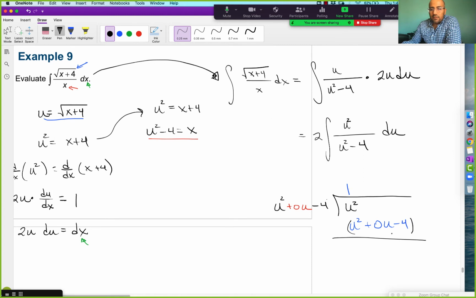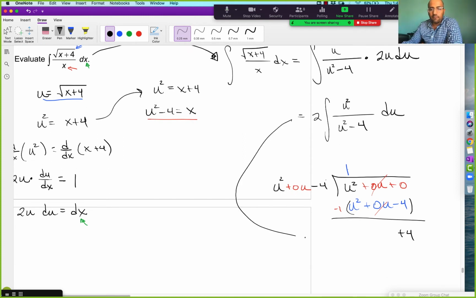And then remember, I'd like to distribute a negative 1 and add down. Negative 1, add down, and these are all plus 0. Plus 0u, plus 0. Good. So distributing a negative 1, that's just going to give me 0, 0. That whole thing is just 0. Distributing a negative 1 gives me a plus 4. Plus 4.